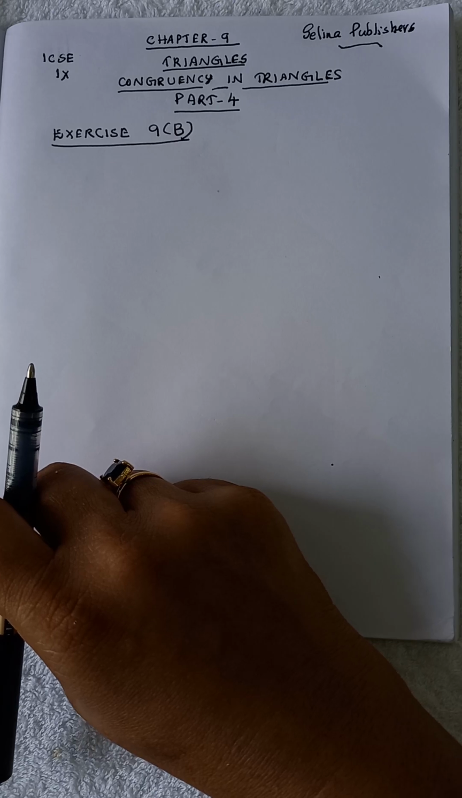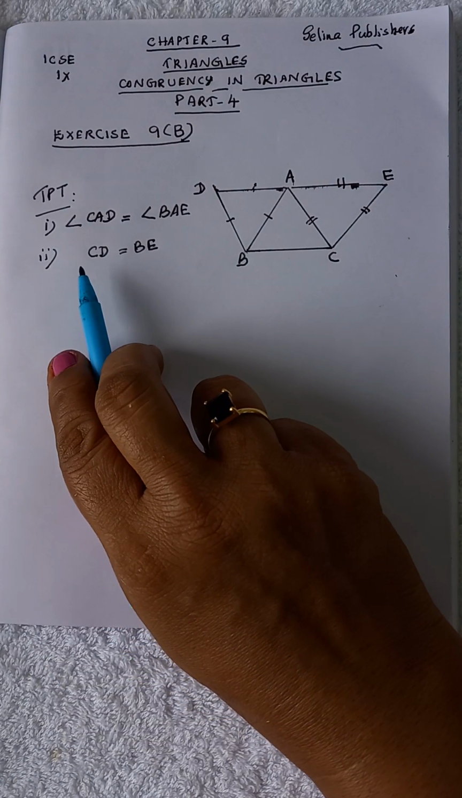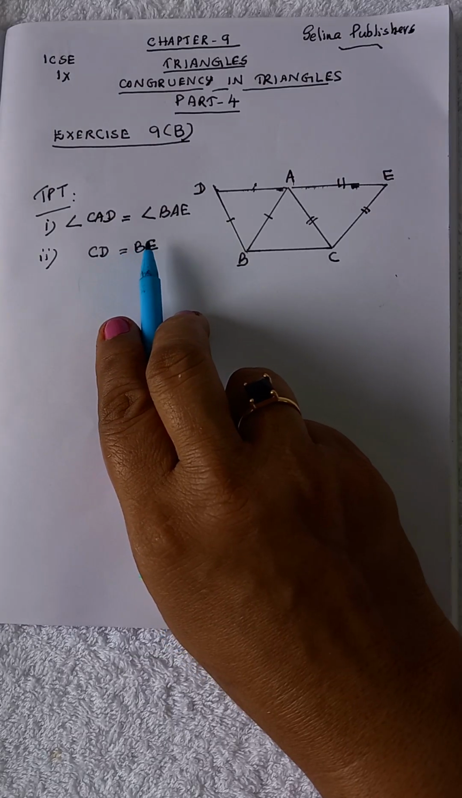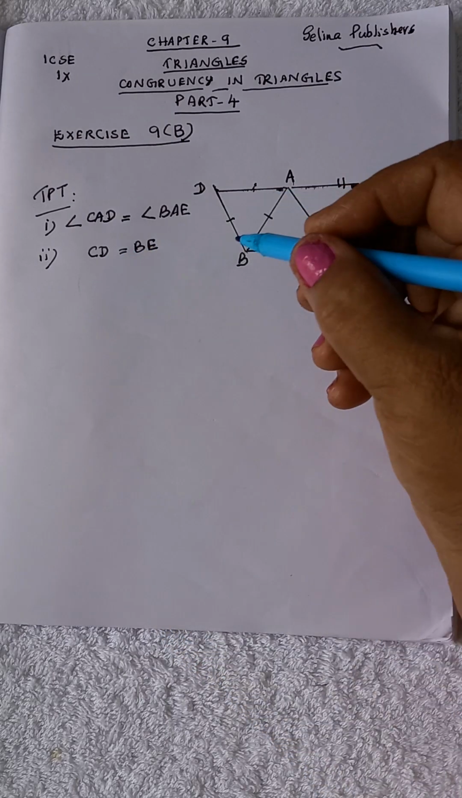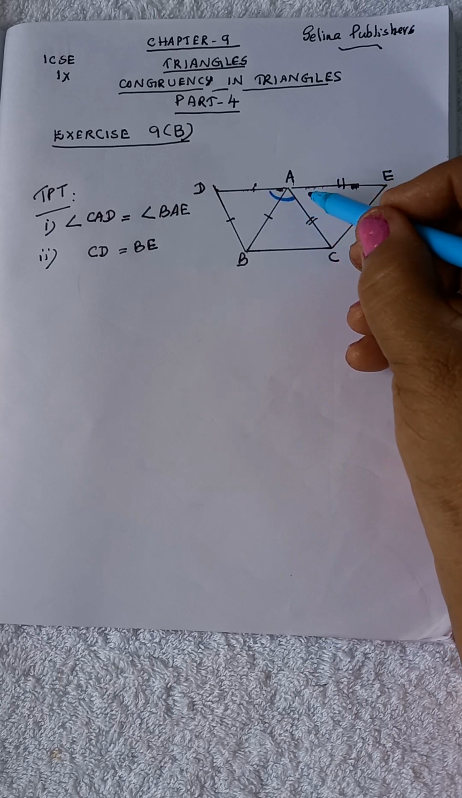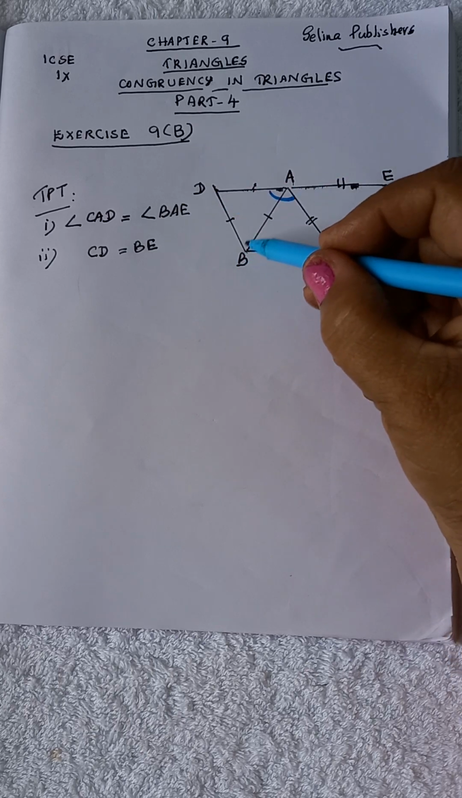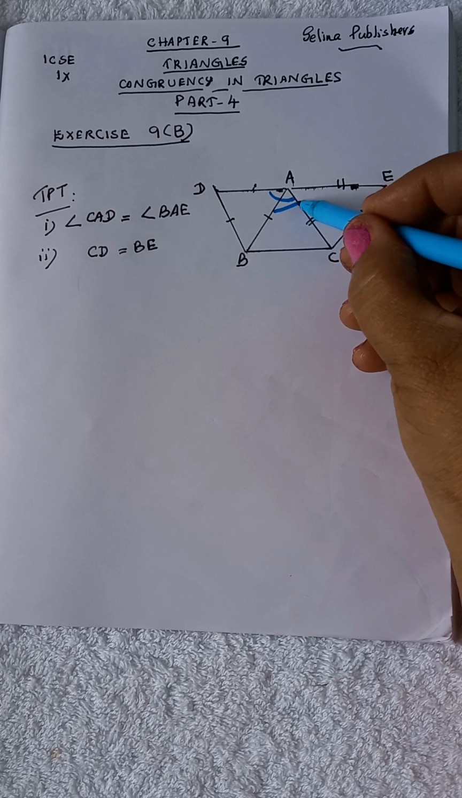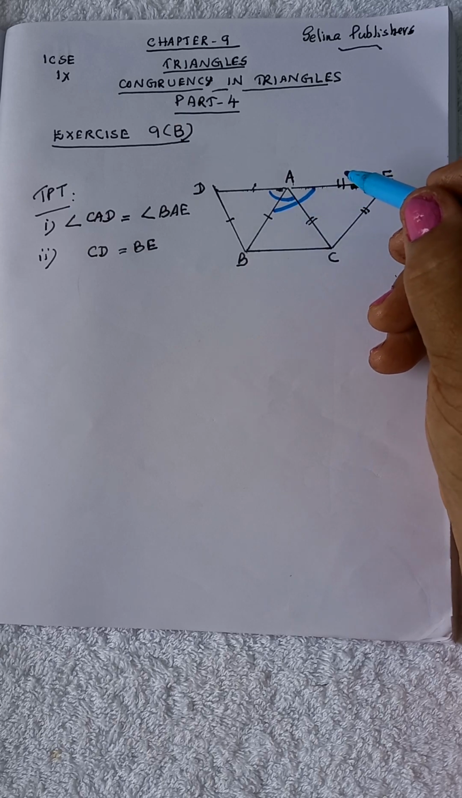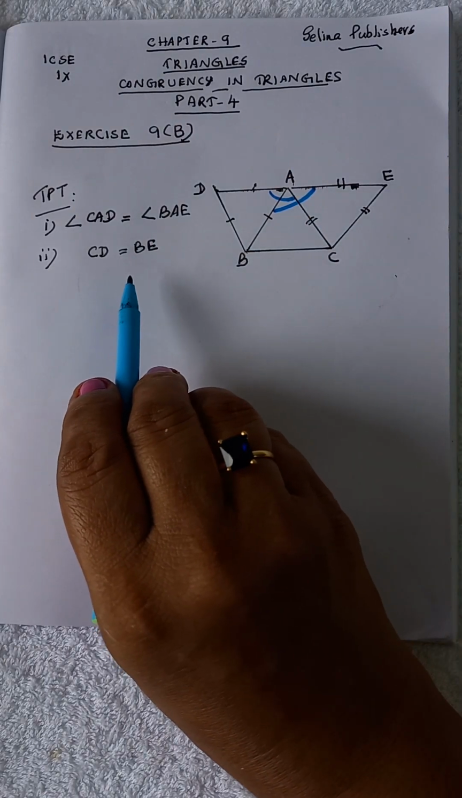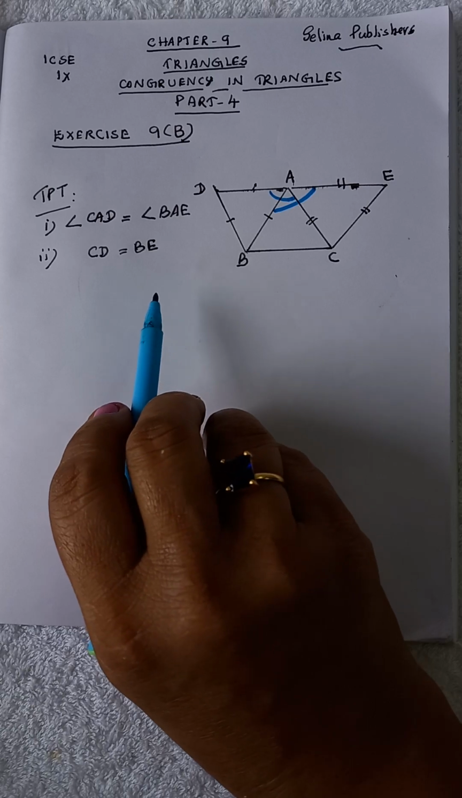Today we will start exercise 9b in triangles. We have to prove that angle CAD is equal to angle BAE, these two angles are equal. Then the second one is CD is equal to BE, that we can do later.